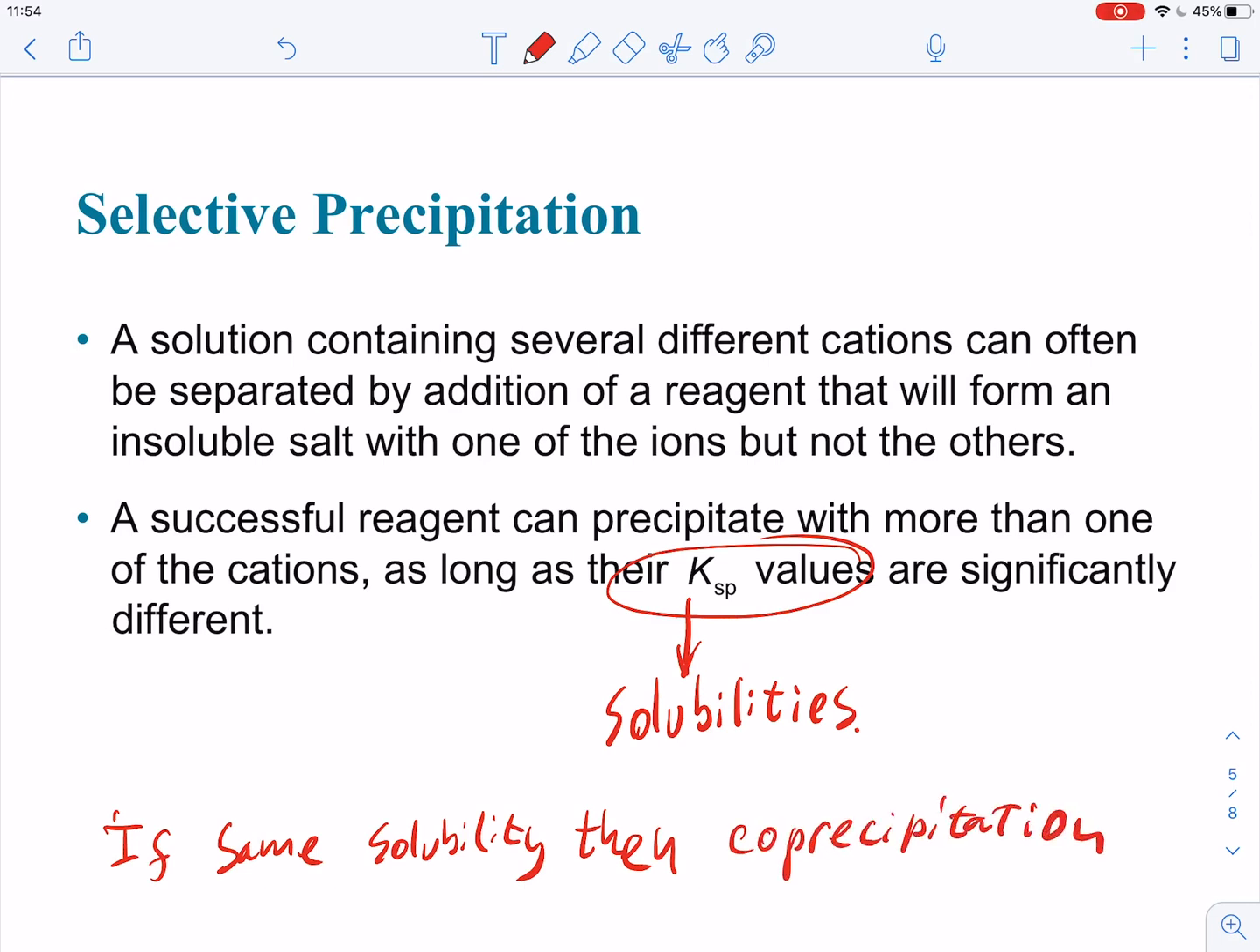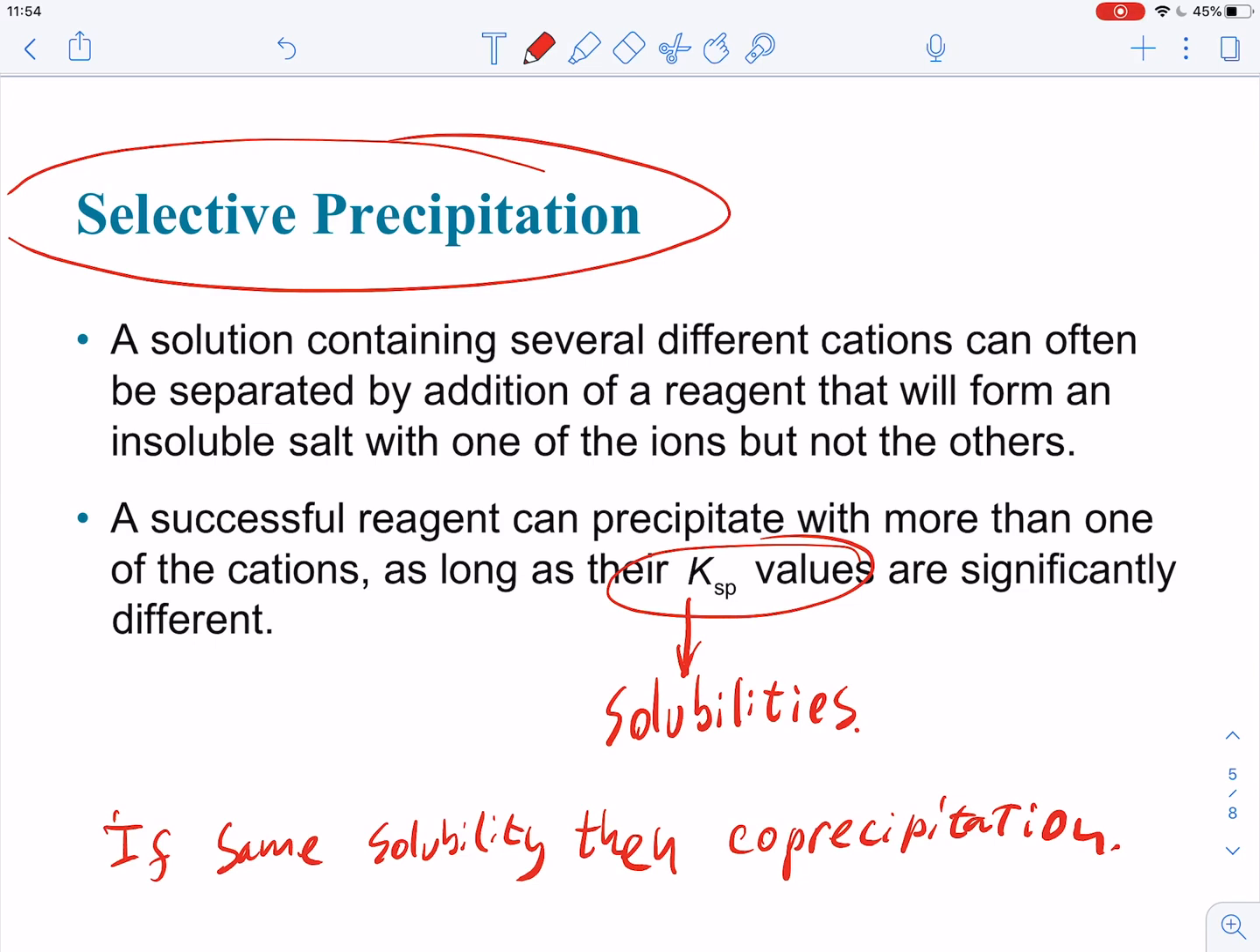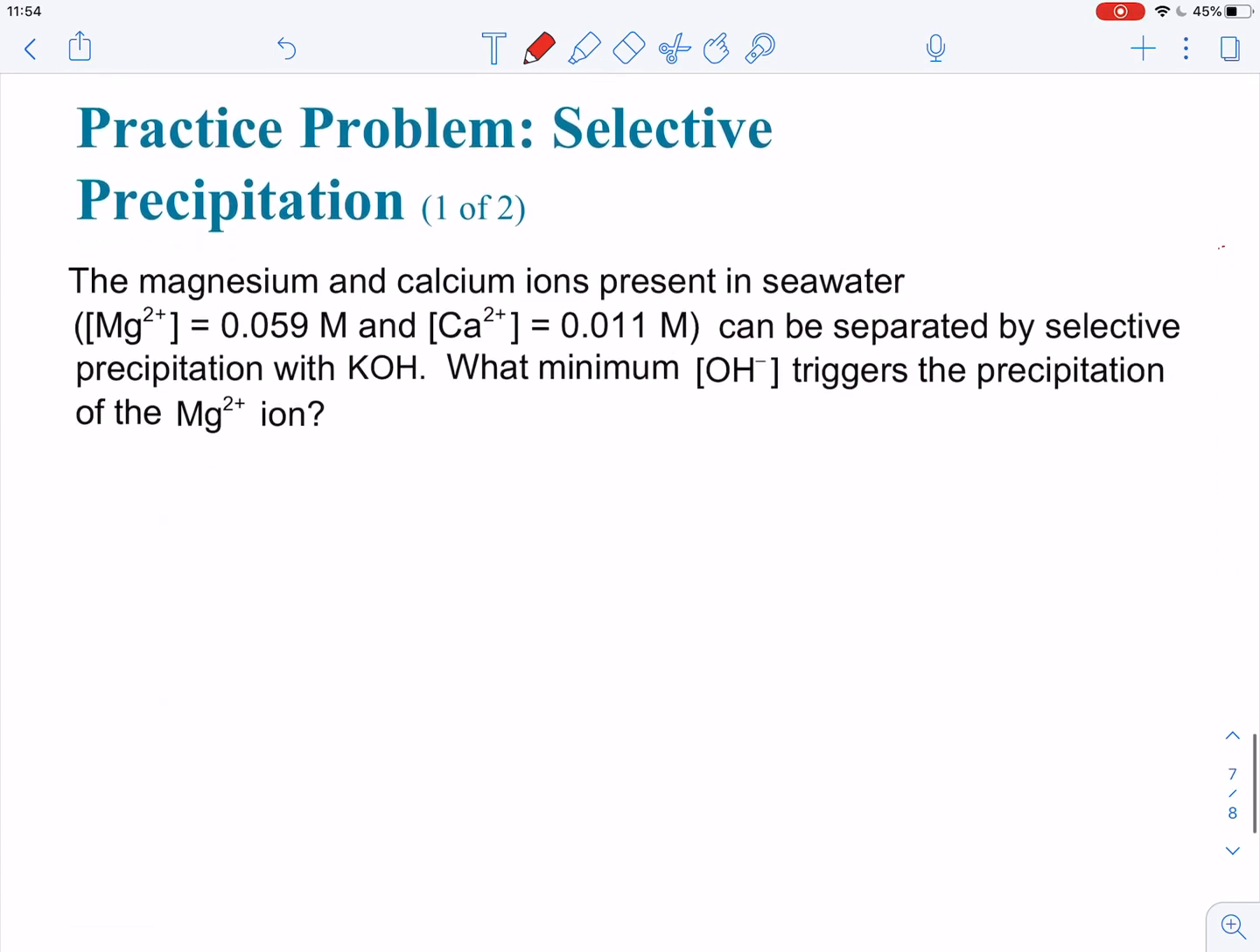What does that mean? They will precipitate at the same time. If you want to separate them, you don't want them to precipitate at the same time. So that's why we are naming it selective precipitation. They have to have different solubilities. Okay? So how can we approach a problem like this?